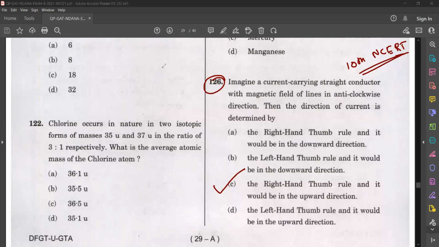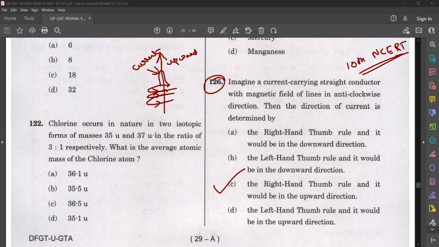So I draw that carefully. Suppose this is a thumb. Then here they are saying the fingers are wrapping in the anti-clockwise direction, isn't it? So this is your right hand. Fingers are in the anti-clockwise direction means your thumb will be pointing towards the upward direction. So current is upward. The thumb will give the direction of current.